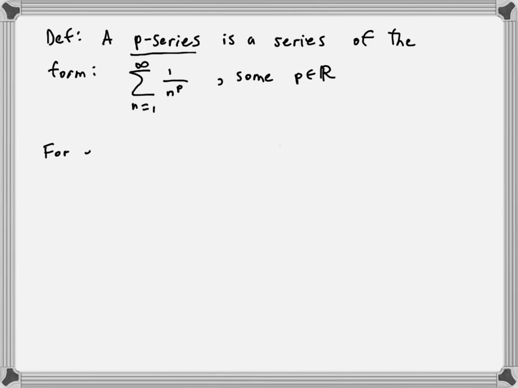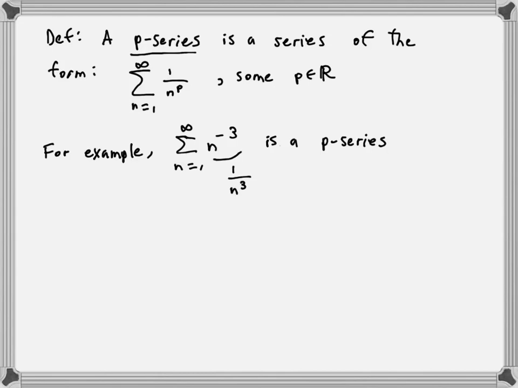So for example, this series, n to the negative 3, is a p-series. What does p equal? Well, n to the negative 3 is the same as 1 over n to the third power, so it's a p-series with p equal to 3. Okay?